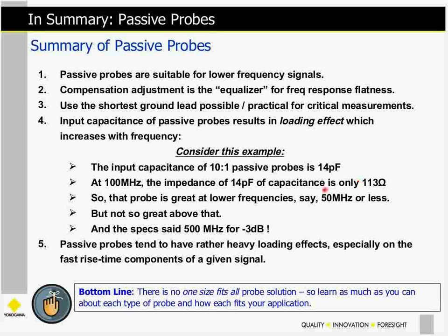So stay lower than the rating. Stay at 50 megahertz or less. And this surprises many engineers. They've got a 500 megahertz probe, and I'm telling you, don't use it above about 50. So it's a good lesson for any kind of passive probe. Passive probes tend to have a rather heavy loading effect, and you saw several examples of that.